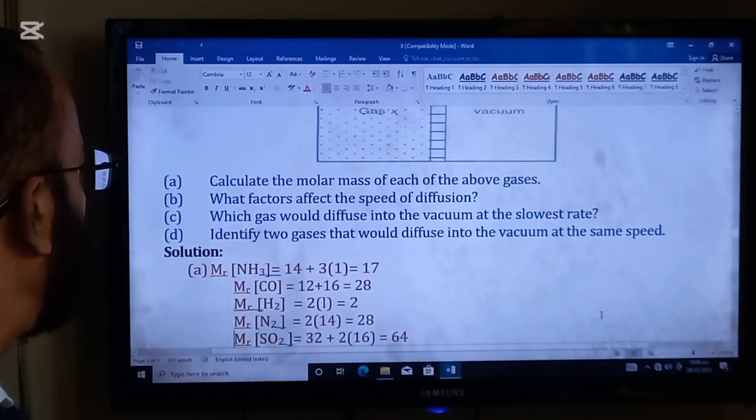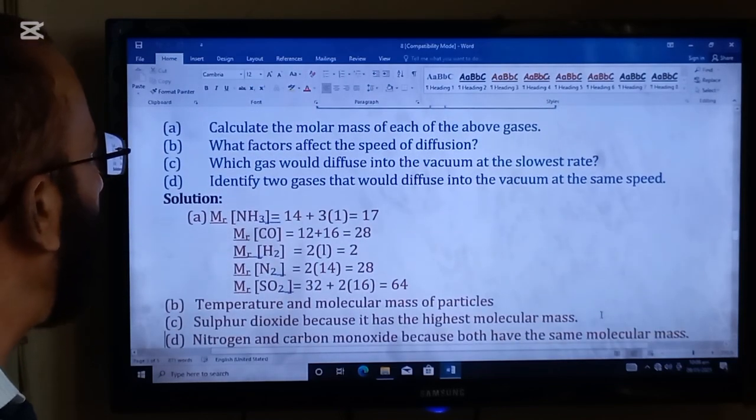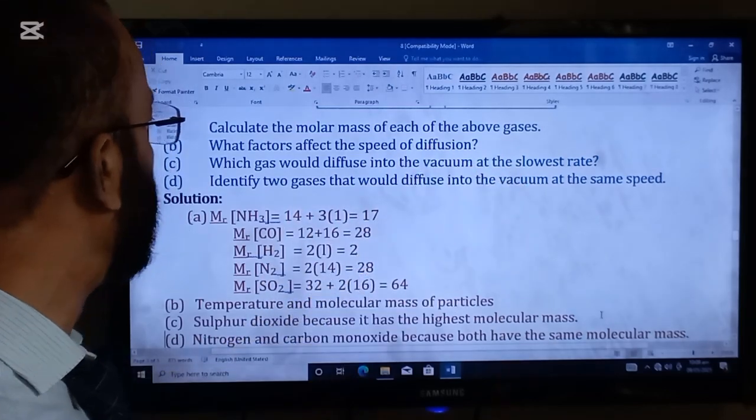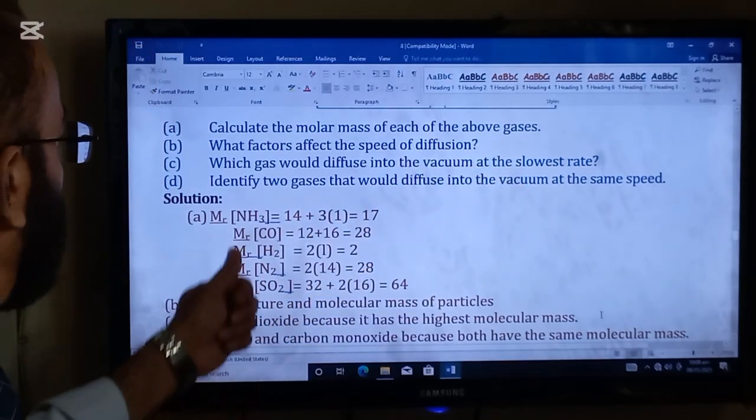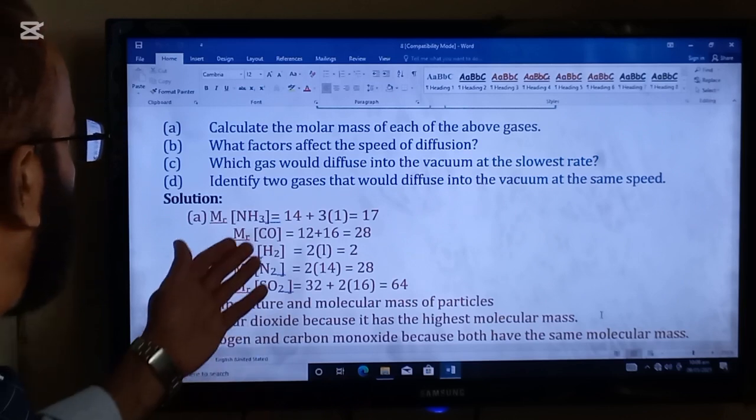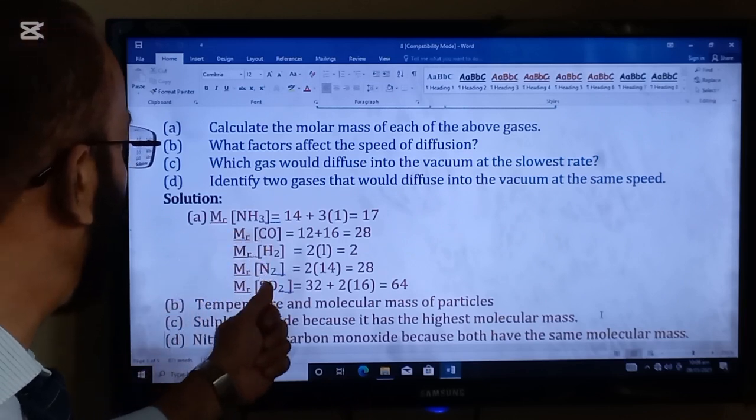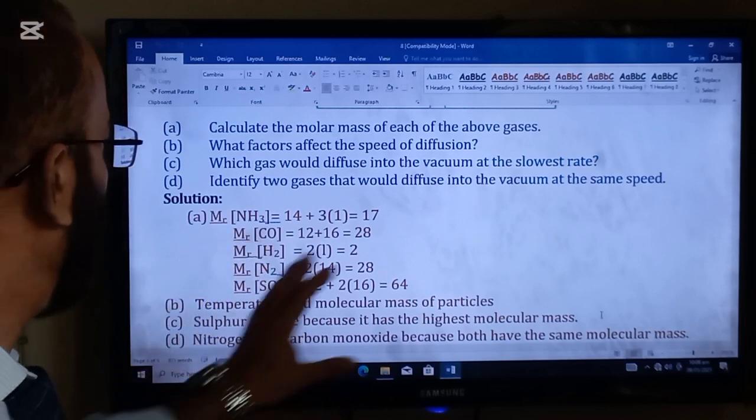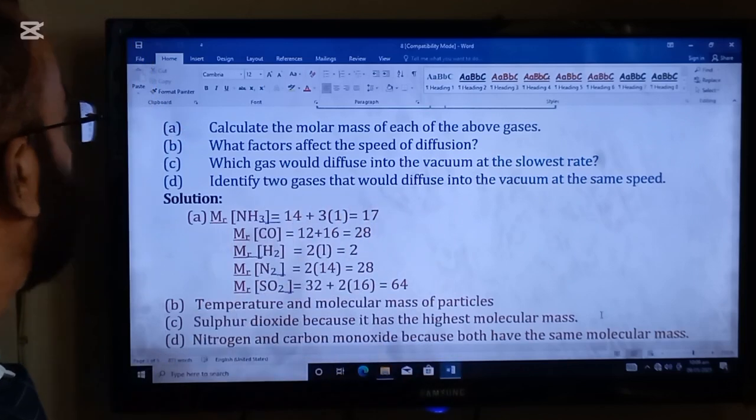A part's requirement is to calculate the molar mass of each of the above gases. So first ammonia, here is the molecular mass. Then carbon monoxide, then hydrogen, nitrogen, and sulfur dioxide. So these are the molecular masses.